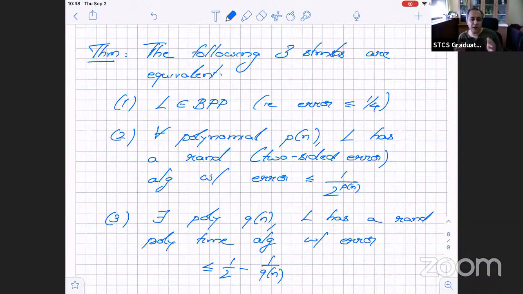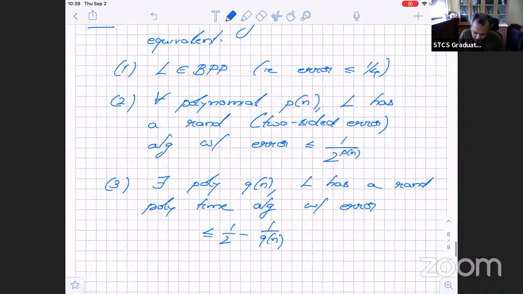The first case is where the algorithm makes some constant amount of error. In the second case, the algorithm performs extremely well; the error is inverse exponential. And in the third case, the algorithm is just barely better than random guessing. I want to say all of these three definitions of BPP are actually the same. These are all equivalent definitions of BPP, and certainly some direction should be true. Which direction is true?